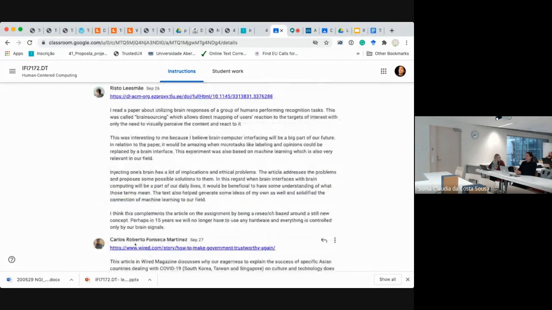I read a paper about utilizing brain responses from humans who are performing simple recognition tasks like labeling, and it was called brain sourcing, and it is really similar to crowdsourcing as it currently is. It was interesting to me because I think that brain interfaces and using our brains in a crowdsourcing manner seems like it could be the future. How do you see that we use our brains in the future with brain interfaces?